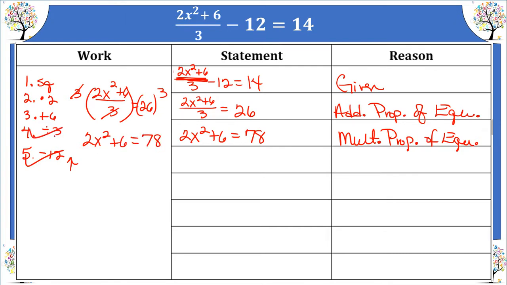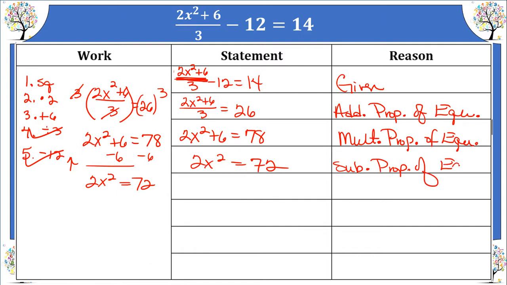Okay, so we have 2x squared plus 6 equals 78. So we undid the division. Now we're going to undo addition. I'm going to subtract 6 from both sides. And I get 2x squared equals 72. That was the subtraction property of equality.